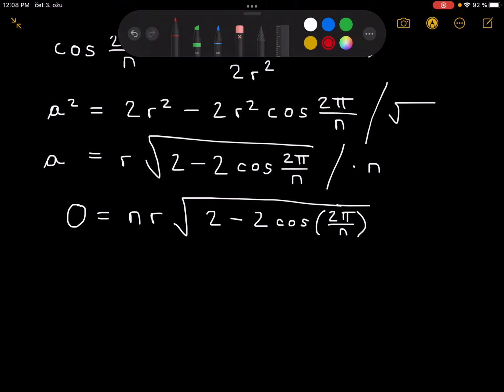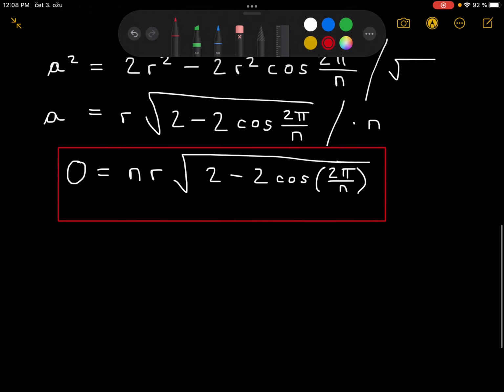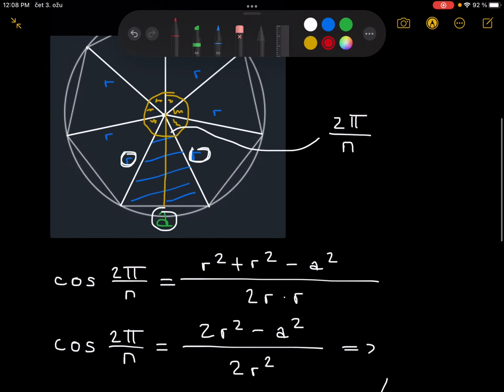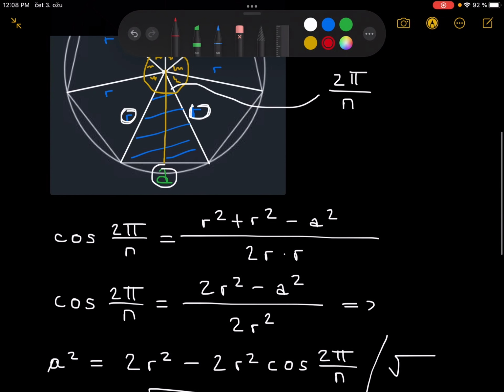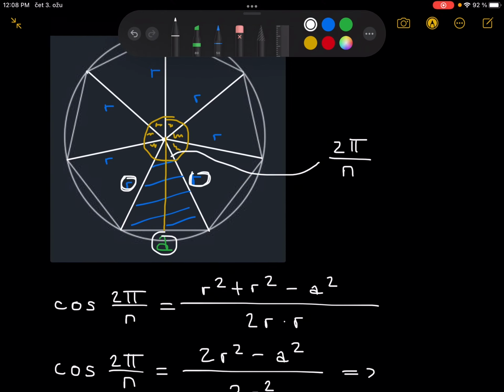So that's one part of our problem solved. Now let's go ahead and do something similar for the area. Notice that the area of any given triangle must be equal to any side of it times its adjacent height over 2.